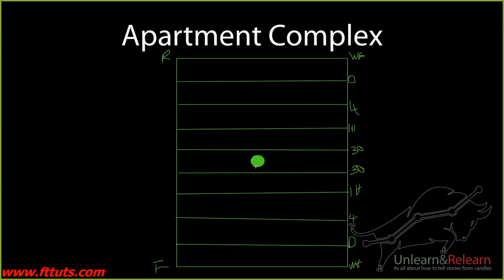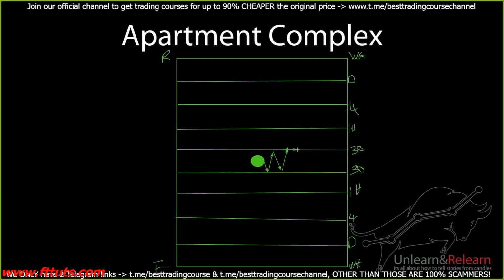So let's say you have a ball in the middle of this apartment complex, and this ball is bouncing up and down, right? Once this ball bounces and breaks above the roof on the 30-minute, there's a very high probability that it might continue going up. If it breaks above this resistance, it's going to continue on to the next resistance, and then it will start bouncing up and down.